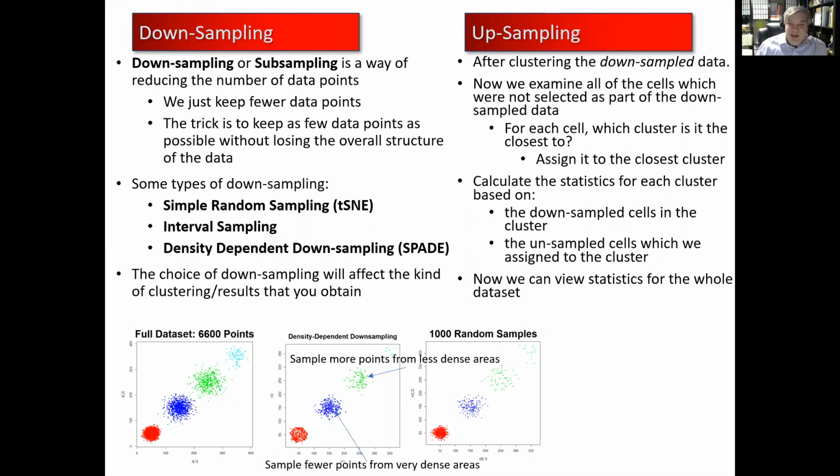So downsampling is just a way of reducing the number of data points so that you can run your algorithm more efficiently. But the trick is to keep as few data points as possible without losing the overall structure of the data. If we have a million data points, we can't run a t-SNE on one event or 10 events and expect to get a meaningful result. We have to find something that's going to work nicely.